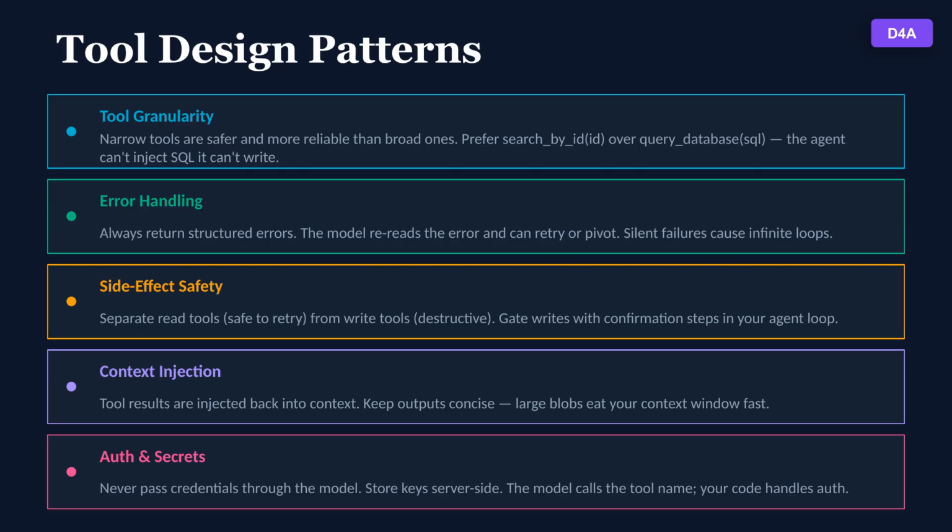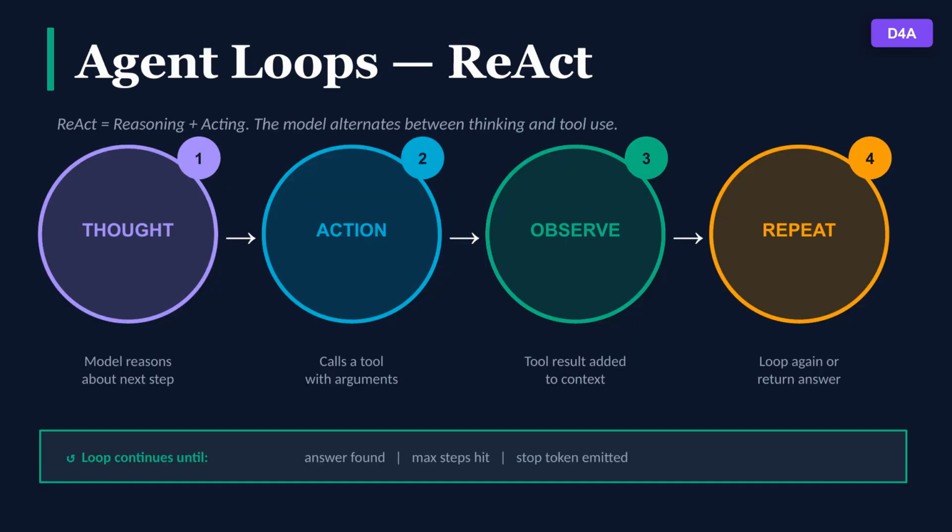Side effect safety. Separate read tools from write tools. Gate destructive actions with confirmation. Context injection. Keep tool outputs concise. Large blobs eat your context window. Auth and secrets. Never pass credentials through the model. Your code handles authentication.